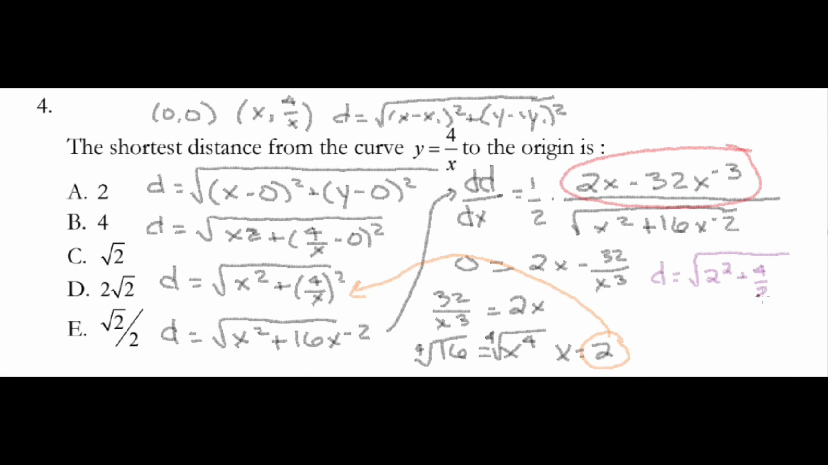So I'm going to plug that 2 into my distance to find the shortest distance. A lot of people are going to pick A, but that's a big mistake. Plug it back in and we get 2 root 2. So my final answer is D. Whew.